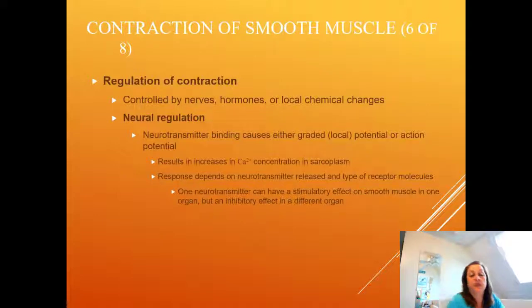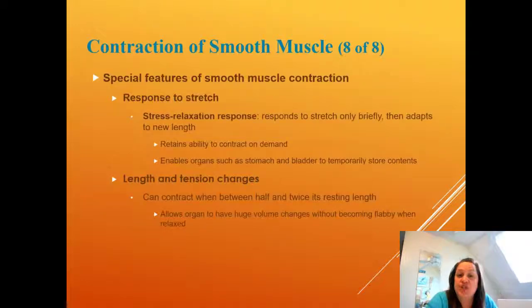How is it regulated? Neurally, by graded action potentials down the varicosities, or it can also be in response to stretch. When your stomach fills up, when your bladder fills up, right? It'll start to contract.